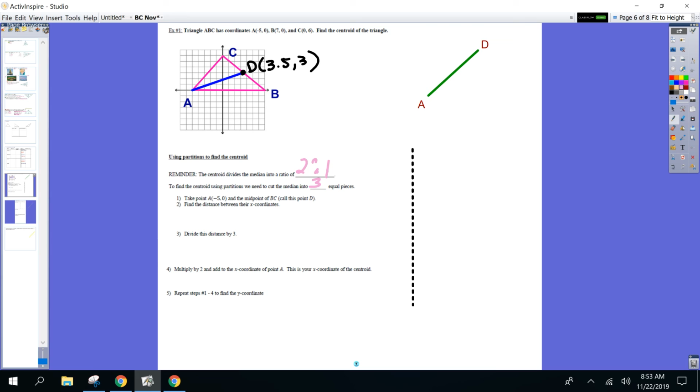So what I did off to the side, and I don't want you to do this, is I drew that median out off to the side. I want to show you exactly what's going on. So I got median AD, and you said we're going to break it up into how many equal parts?